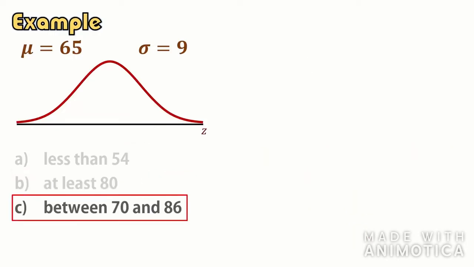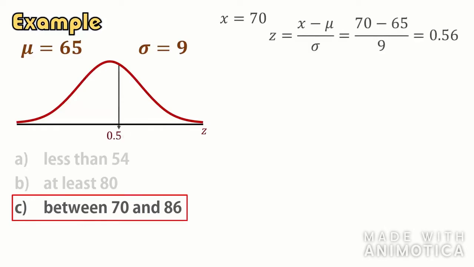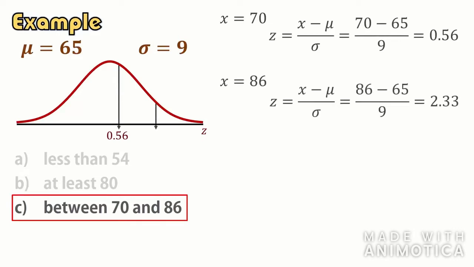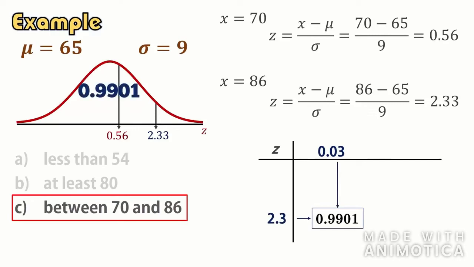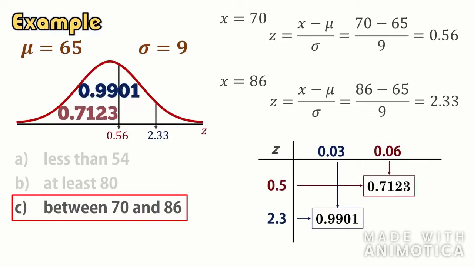In C, we want the probability that X is between 70 and 86. For X equals 70, Z equals 0.56. And for X equals 86, Z equals 2.33. On the table, the area less than Z equals 2.33 is 0.9901, while the area less than Z equals 0.56 is 0.7123. When finding the area between two Z values from the cumulative less than tables, we subtract the smaller area from the larger one.